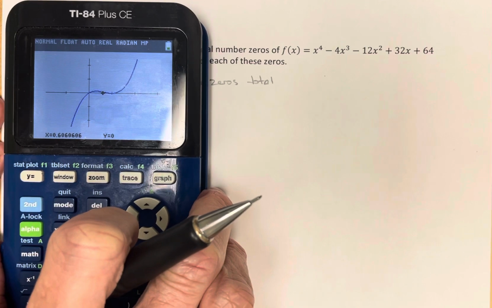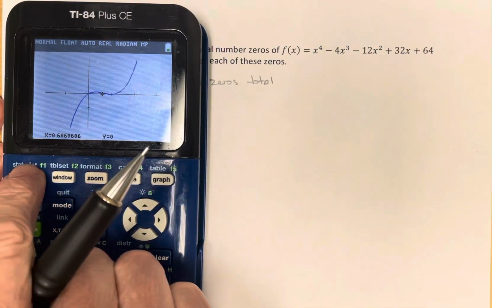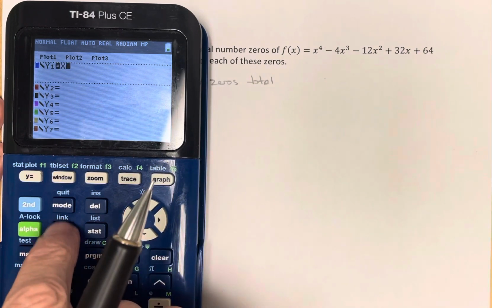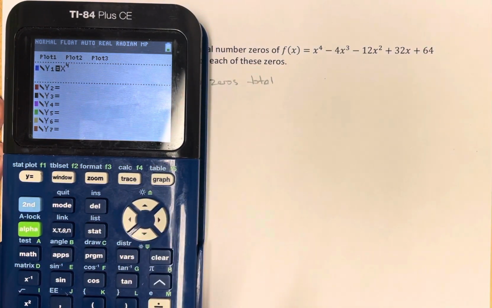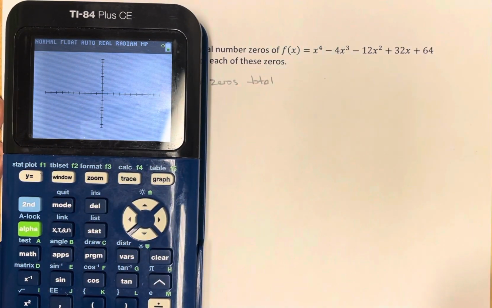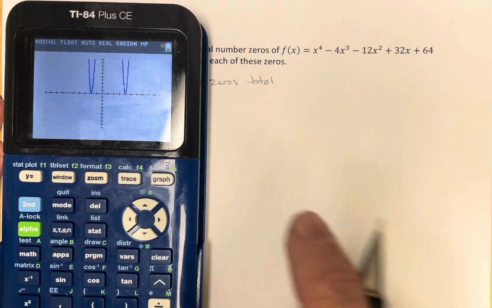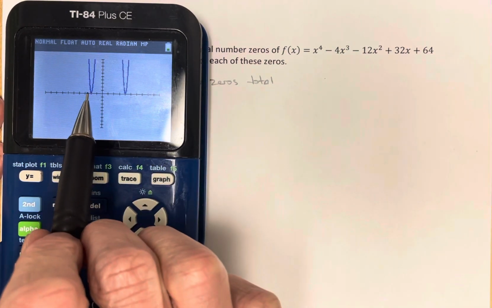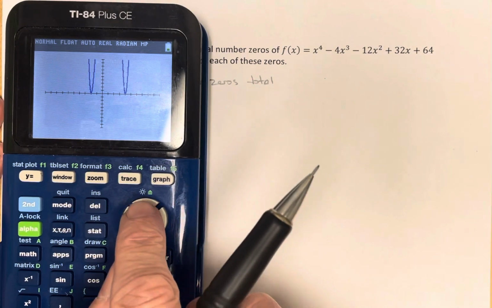Let's use the graph. Y equals clear, x to the 4th power minus 4x to the 3rd power minus 12x to the 2nd power plus 32x to the 1st power plus 64. Let's zoom in and do my graph in the standard window. And here we have it. Okay, so this graph looks interesting. I'm hitting 2 x-intercepts and both of them are turning around.